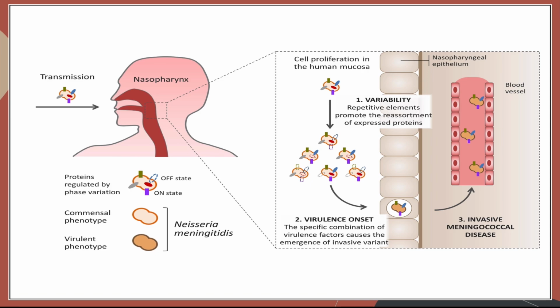Now, when the cells are contracted into the nasopharynx, it will cause cell proliferation into the human mucosa. And with the combination of the virulent phenotype and commensal phenotype, that will cause the invasive variant. As you can see on the right-hand side, the bacteria cell will invade the blood vessel.